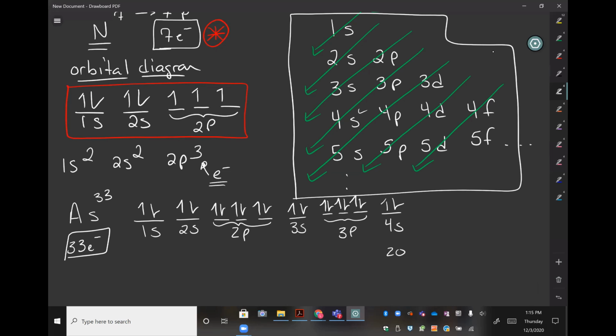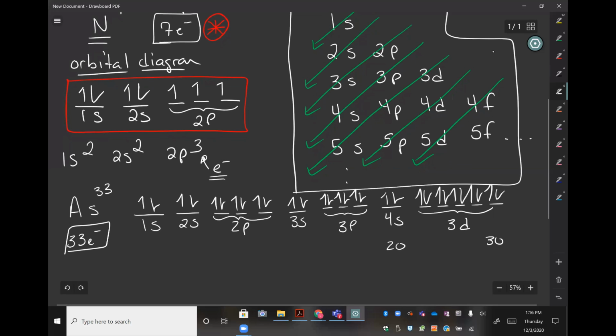After the 4s, we then can go to the 3d. Now, this is our first time filling a d orbital. Remember, a d has 5 orientations. And we're going to fill that in the same way. One up, one up, one up, one up, one up, and then one down in each of the orbitals. This now brings us to 30, and we're looking for only 3 more electrons to complete our orbital diagram for arsenic.